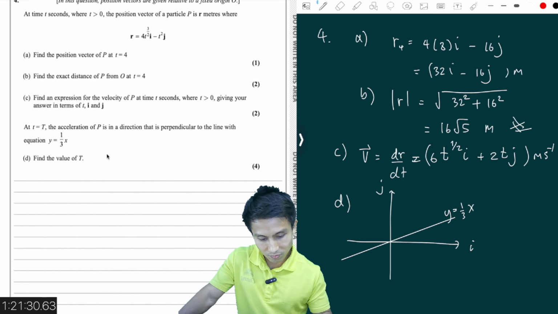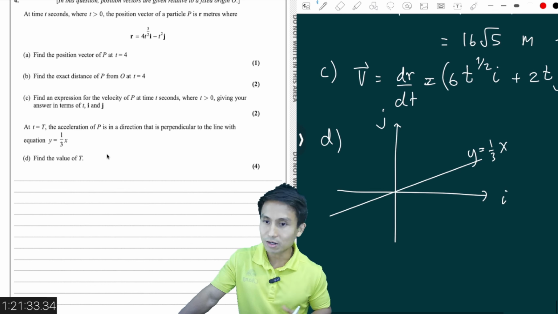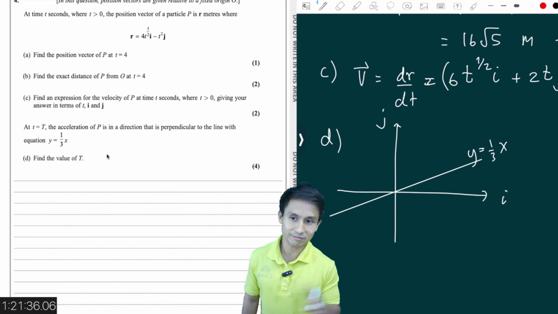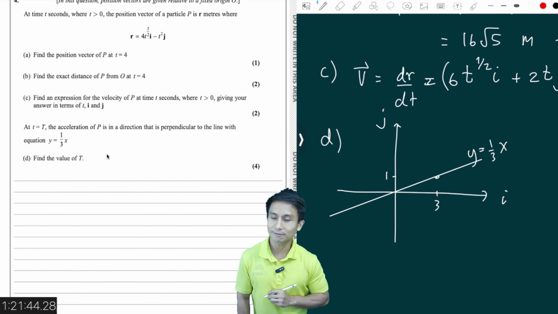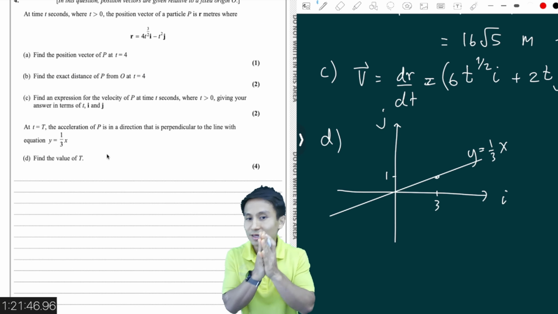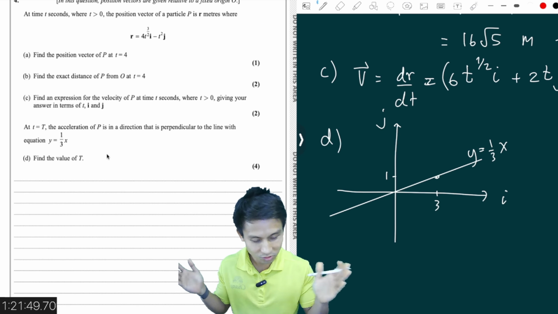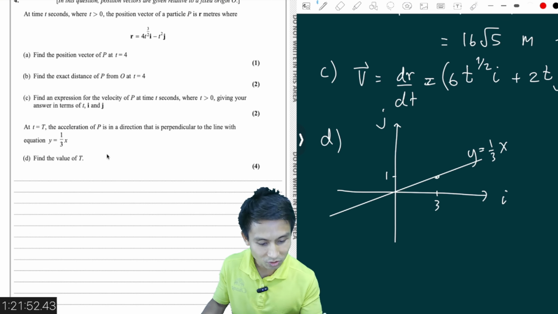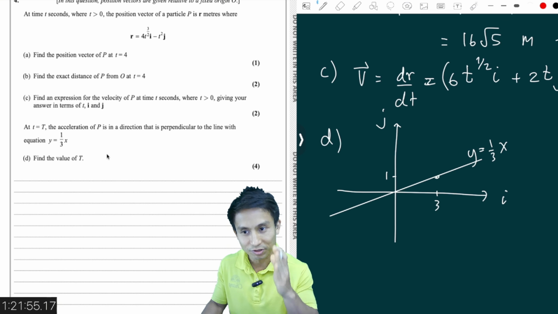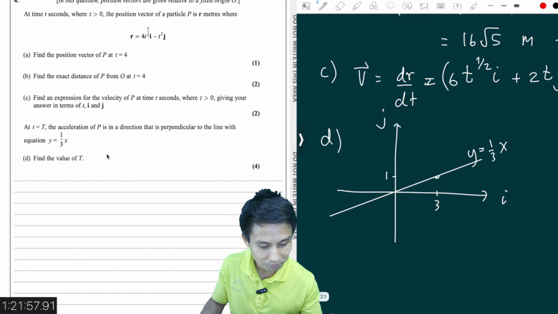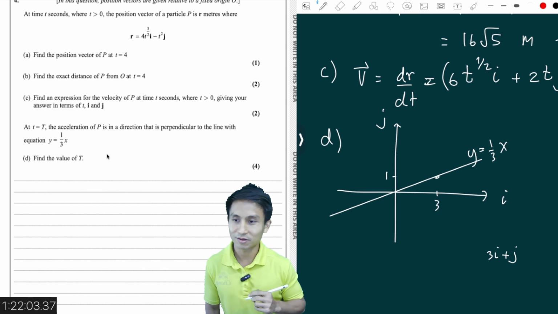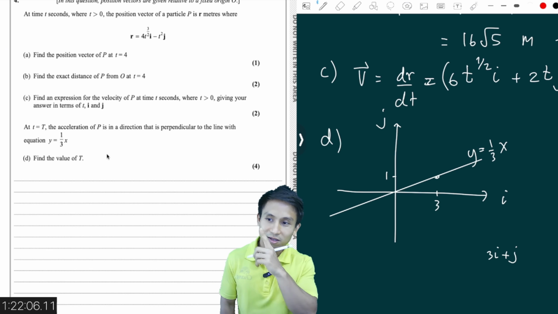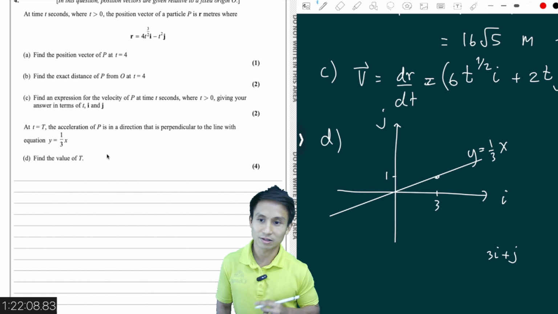So, we can try and make a vector that is parallel to this line. For example, if I make x as 3, y would be 1. You can use any vector because it's only going to be parallel to this vector. So let's take the vector that represents this line as 3i plus j, the same gradient as the line, because the gradient is run by 3, rise by 1, so that's 1/3. Make sense?